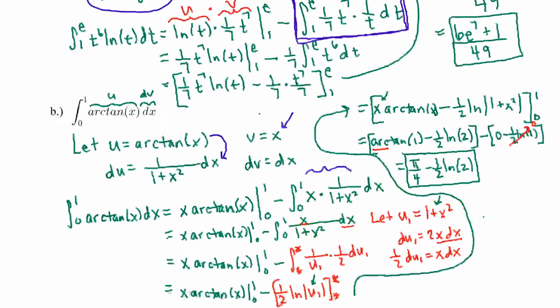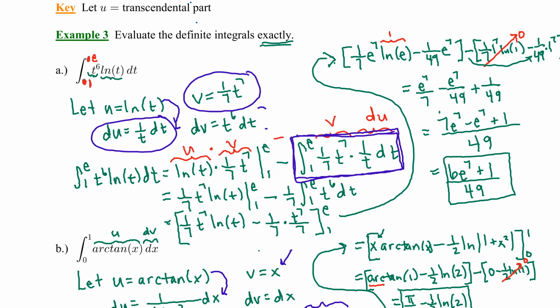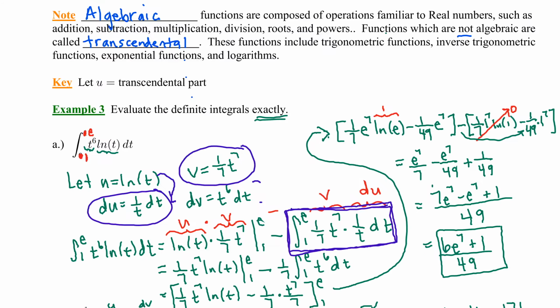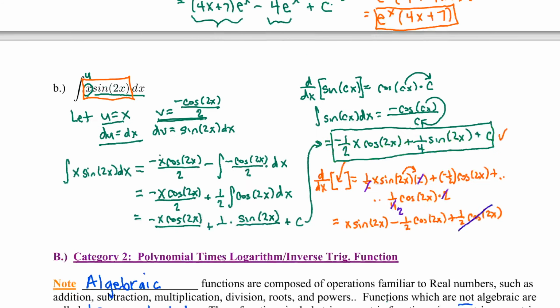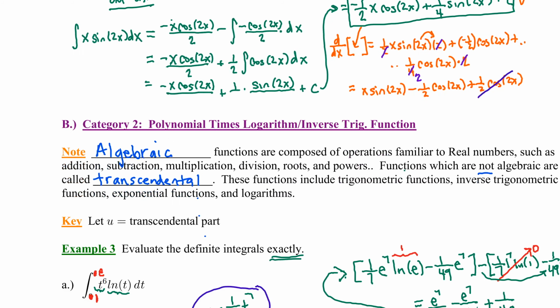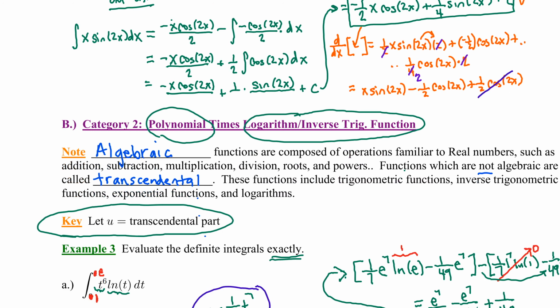So remember, you're watching for patterns in the integrands. If you have the category, polynomial function, here it is, polynomial function times either a logarithmic or an inverse trig function, then you're always going to let u be the transcendental part. That's the key of working this category of problems.